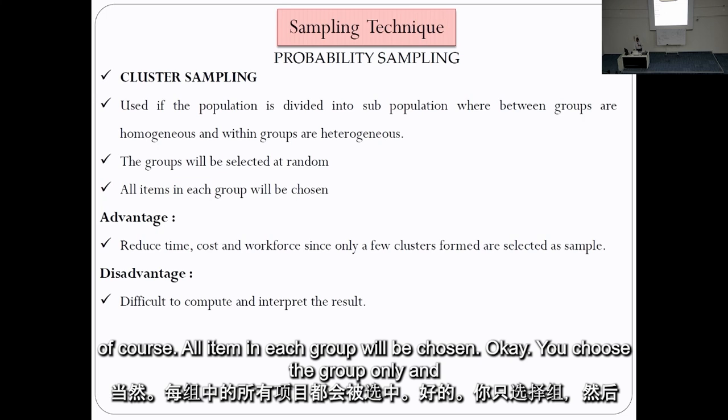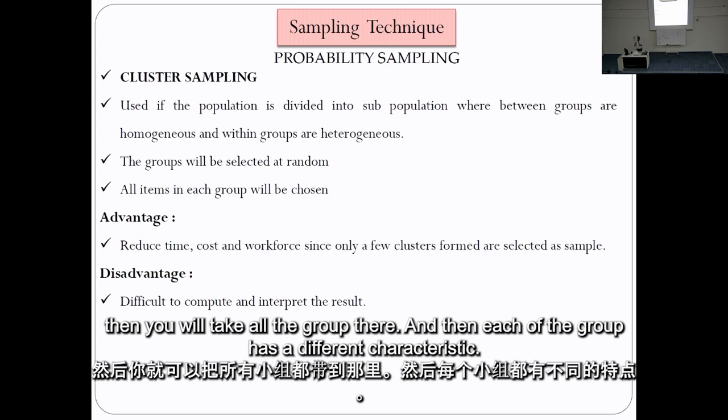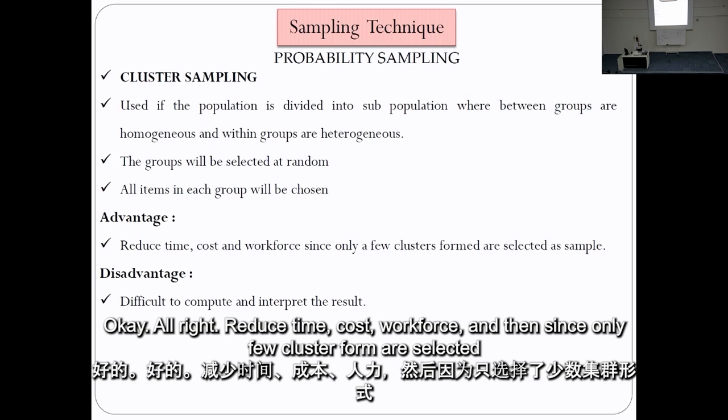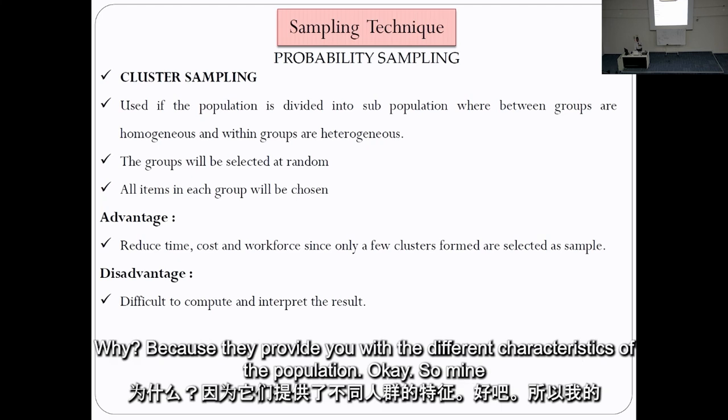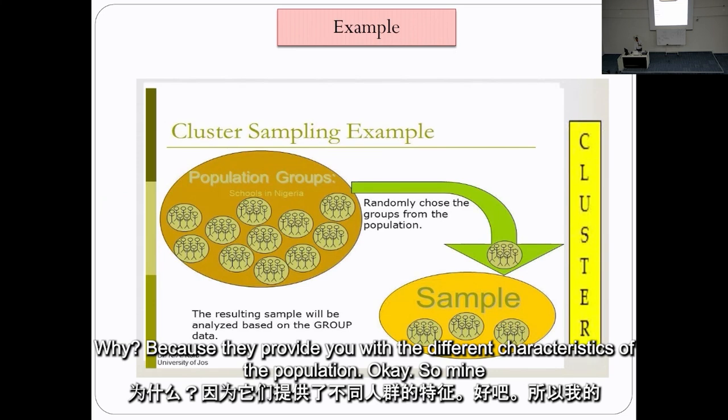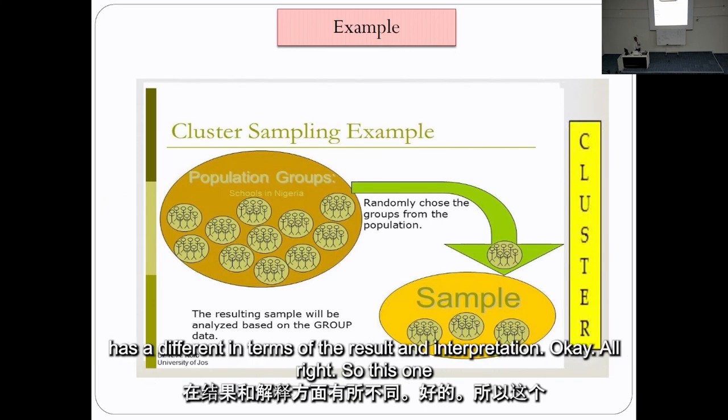All items in each group will be chosen. You choose the group only, and then you take everything in that group. Each group has a different characteristic. The advantages are reduced time, cost, and workforce, since only a few clusters are selected as a sample. The disadvantage is that it is difficult to compute and interpret the result. Why? Because they provide different characteristics of the population, so there might be differences in results and interpretation.